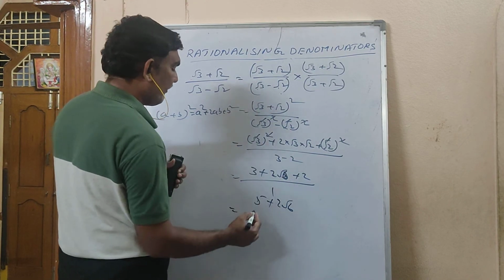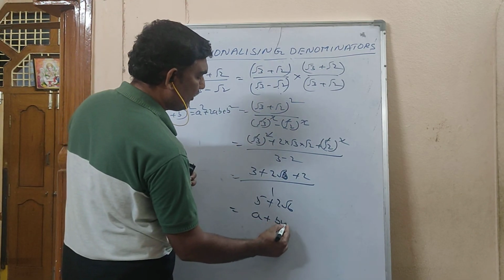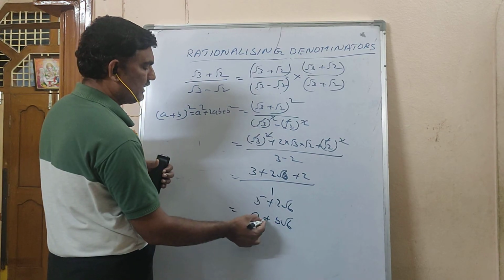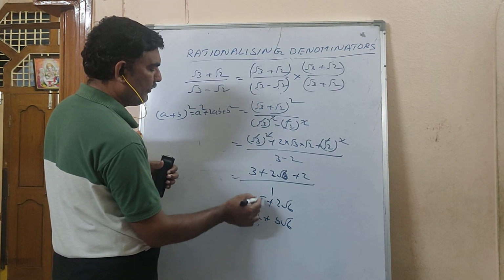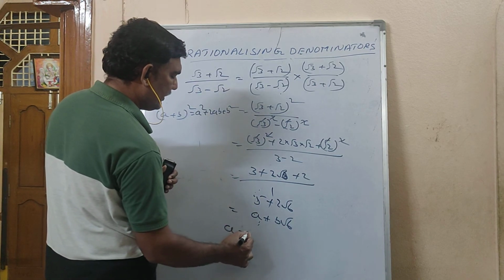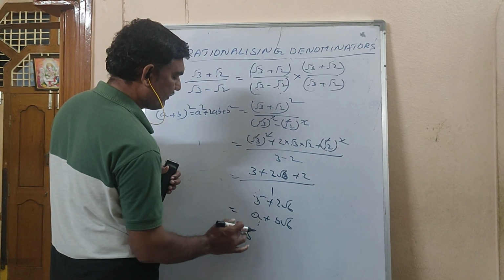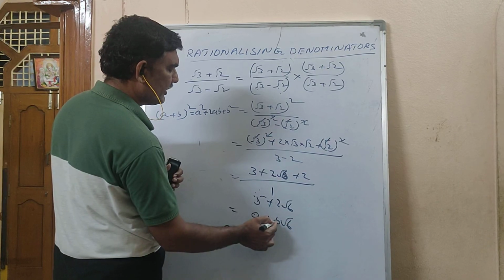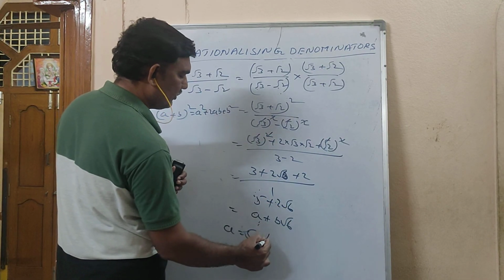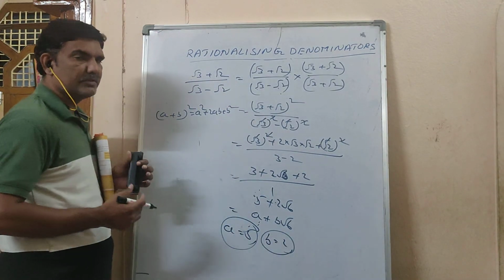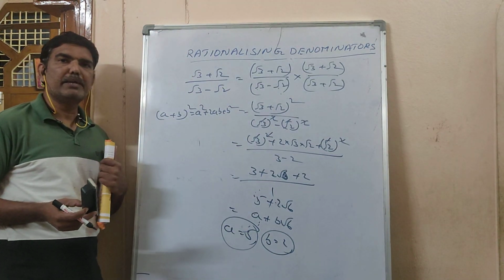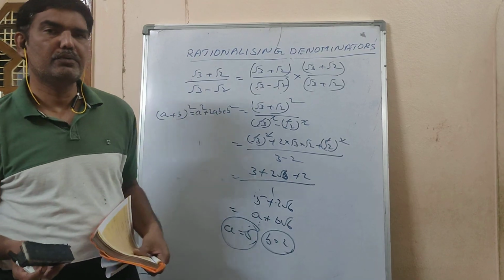This compare with a plus b root 6. Plus is there, plus before a, plus before 5. If you compare these two, in place of a you have 5. The root 6 coefficient is b, the root 6 coefficient is 2. So b is equal to how much you have? 2. A is equal to 5, b is equal to 2. So do the remaining problems as homework. We'll meet you in the next class.